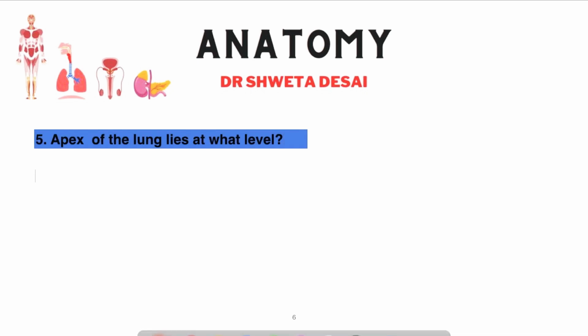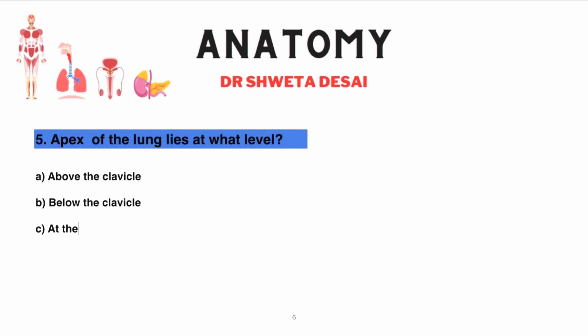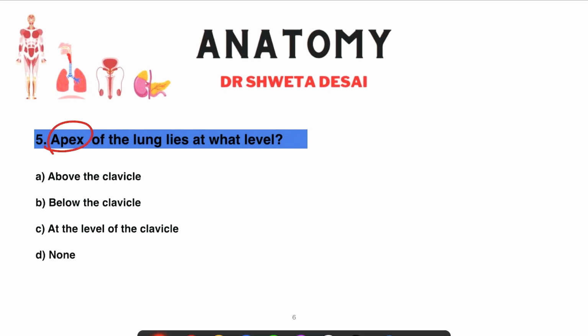Apex of the lung lies at what level? Above the clavicle, below the clavicle, at the level of the clavicle or none? Apex of the lung, it lies above the clavicle.